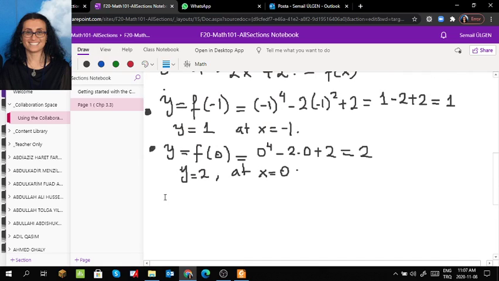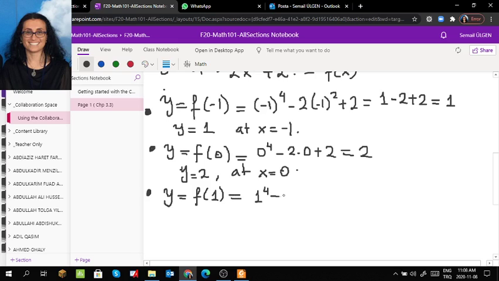Okay, let's find the third horizontal tangent line. By looking at the graph we can easily say what this is, but we want to write it down. We have to show our work, right? This is how we are showing our work.